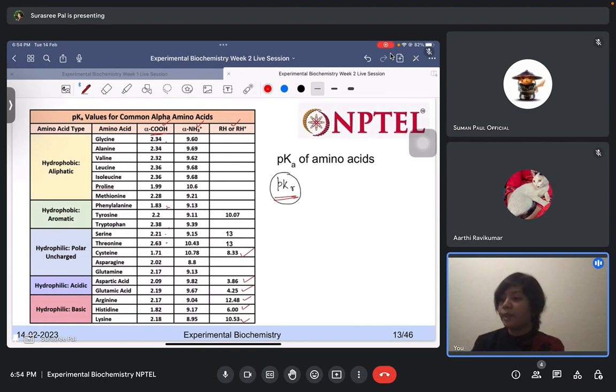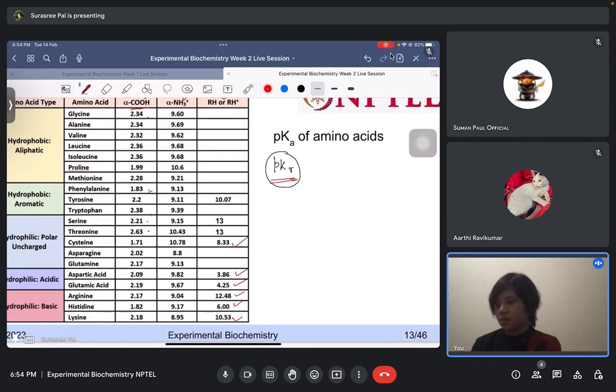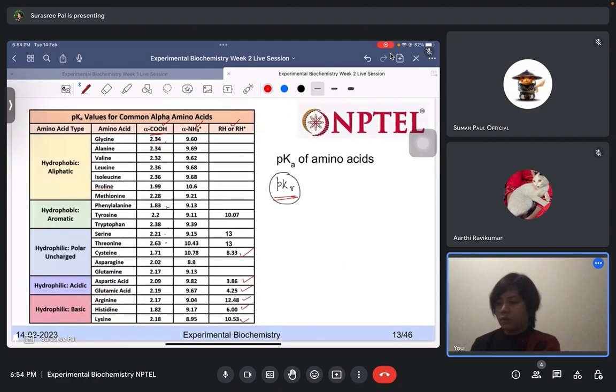Next is the pKa of the amino groups, and you can see here the pKa values like 9.6, 9.6, 10.6, 9.15, 10.43, 9.82. So approximately in the range of 9 to 10, right? Once we reach this particular pH value, 9 to 10, that is a basic pH, then this amino group will also lose its proton, right? And the amino acid will be existing as an anion.